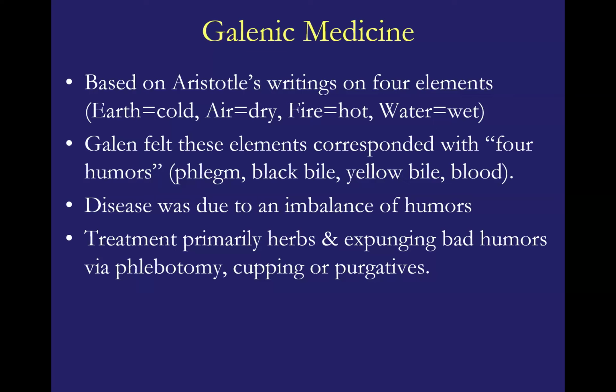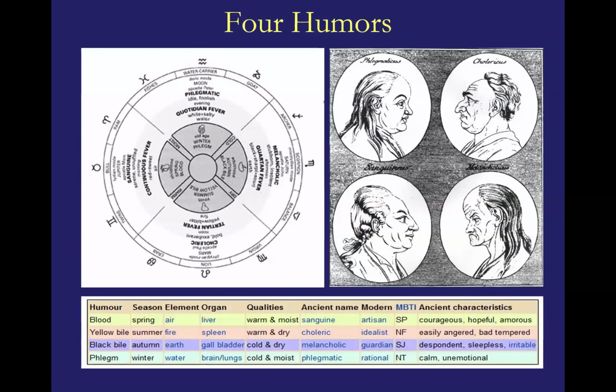So a big part of diagnosing the patient, treating the patient, was using different forms of treatment to try to get the body back into balance. It's done a variety of different ways. You expunge the bad humors with phlebotomy or cupping or various even purgatives.